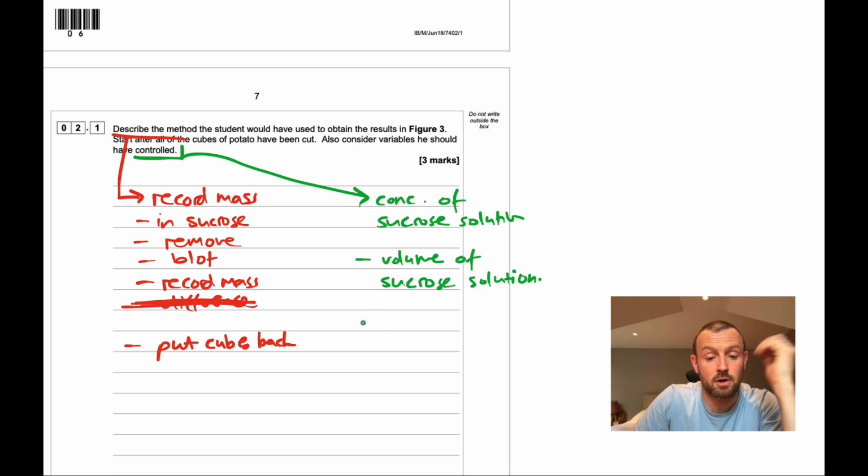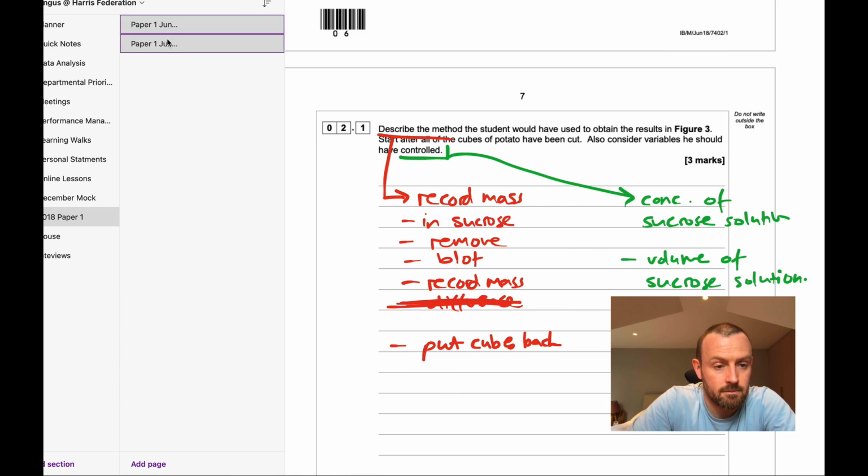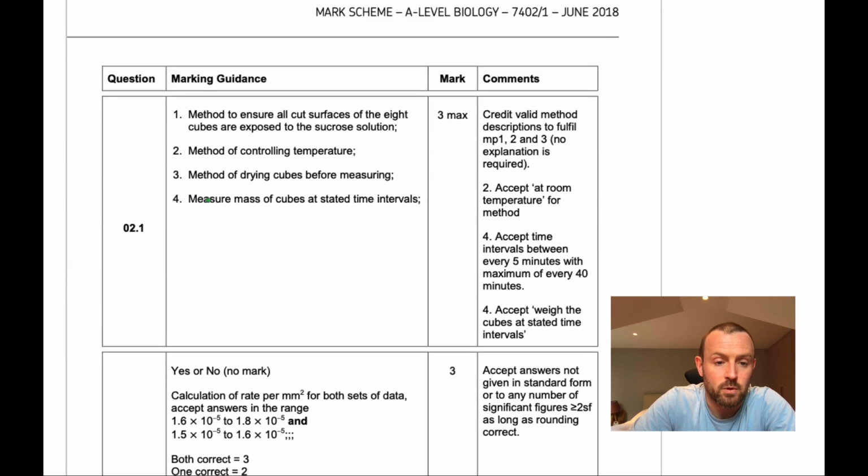The other thing that probably you could have said is temperature, because temperature would affect the rate of osmosis as well. So those are things that you could have said. Okay, hopefully that's all on the mark scheme. Let's quickly look at it and just check that I'm not talking nonsense.